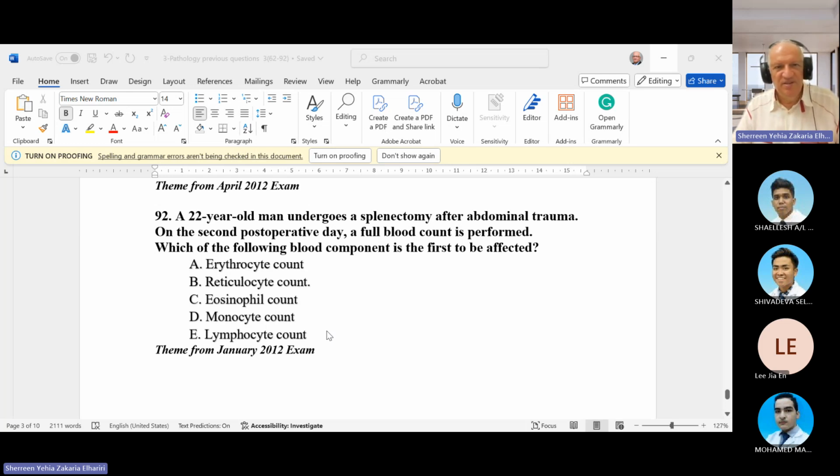Last question. A 22-year-old man undergoes splenectomy after abdominal trauma. On the second postoperative day, a full count is performed. Which of the following blood components is present? So this is the idea: if we remove the spleen, this is a sudden change for the body. So the body needs to produce a lot of RBCs. If you make a lot of production, the product is not ideal. The ideal RBCs have no nucleus. So what happened to the RBCs? You can find some RBCs have a nucleus.